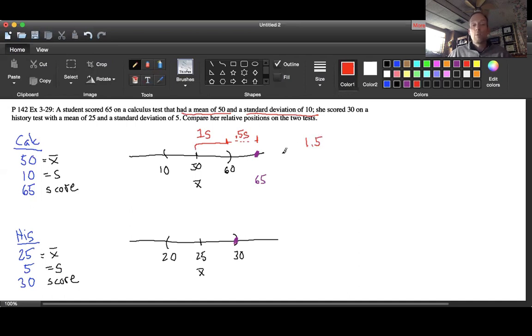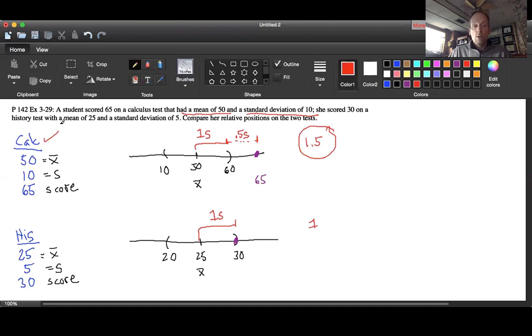Now I'm going to do the same thing for history. I'm going to start at the 25, which is the average. I'm going to walk up to 30, and then I'm just stopping for good because 30 was my score. I traveled 1 standard deviation to get there. So I'm going to mark that here and summarize it right there. Okay. So now I'm going to compare the 1, and I'm going to compare the 1.5. Which one is highest? It's the 1.5. That's my winner. It means that the student actually scored better on the calculus test.